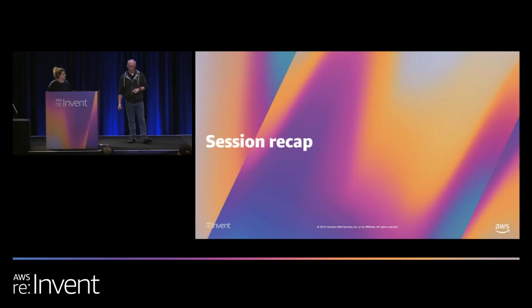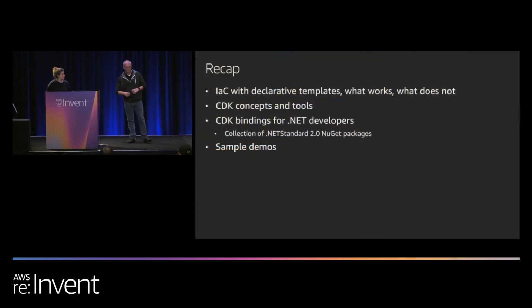Okay, so recap then. Infrastructure as code with declarative templates. We discussed what works, but what does not. Iteration and conditional logic are a little bit tricky. It's great, it's also not something I work in every day. I don't work in JSON every day. I don't work in YAML every day. I work in C# or other programming languages.